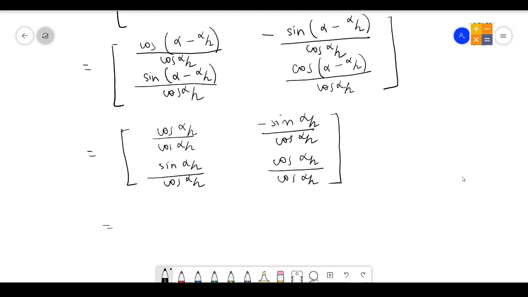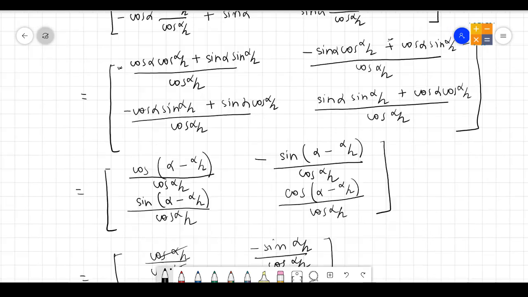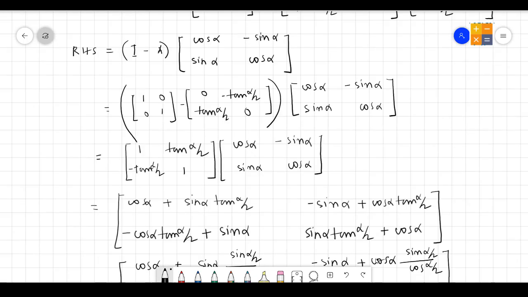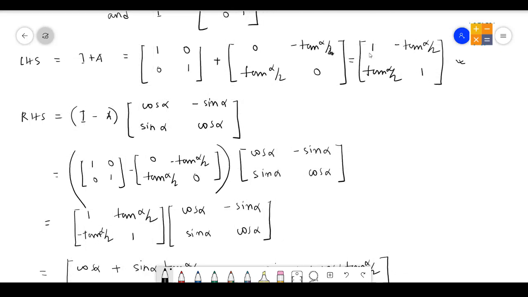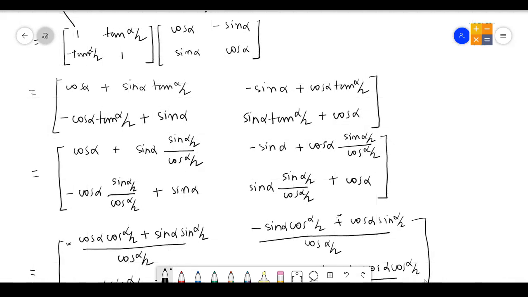So what result we can get here? These two are cancelled out, so the result will come like 1. Then in this part it can be minus tan alpha by 2. Then in this part it can be tan alpha by 2 again, and in this last part the result will be 1. So let us check if this is the LHS or not. So let us check the LHS part. Initially what did we get? Initially the LHS was this: 1, minus tan alpha by 2, tan alpha by 2 and 1.